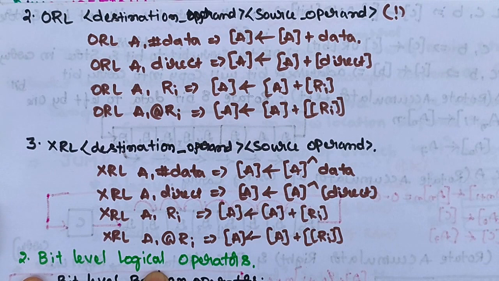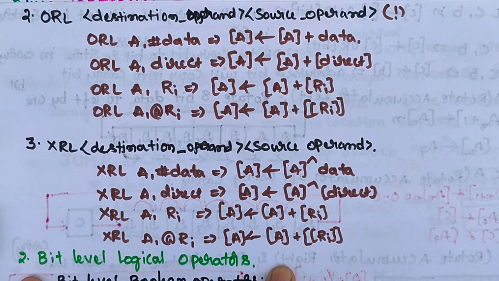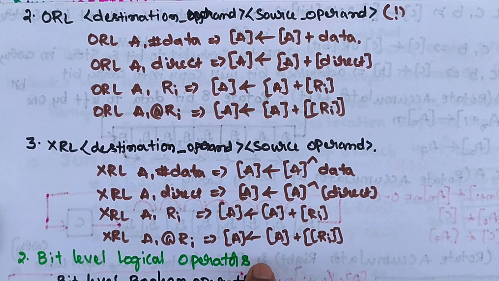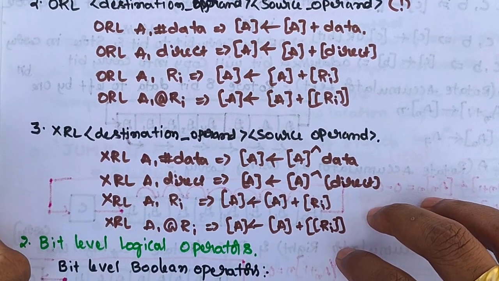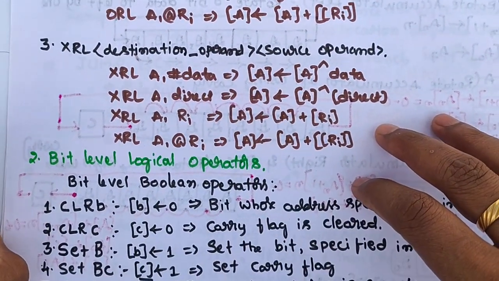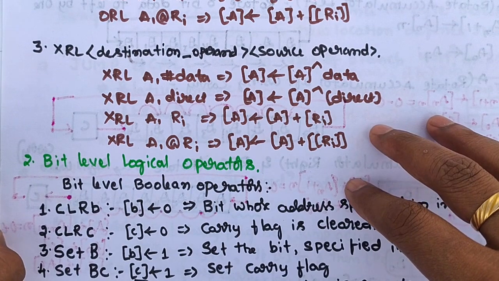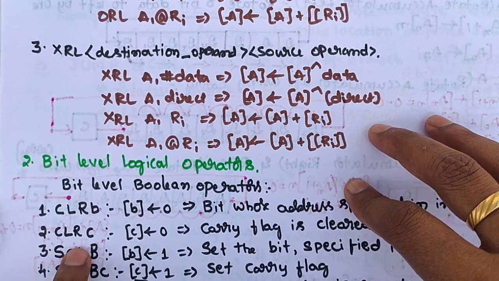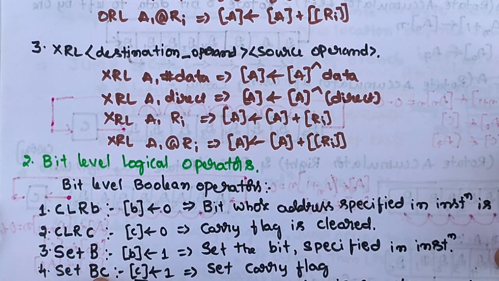Now bit level logical operators. These are used to manipulate the special function register bits, because special function registers are 8-bit combination registers. Those bits can be manipulated by using these instructions through software. The bit level logical operators are CLR bit, CLR C, SETB bit, SETB C and CPL bit.